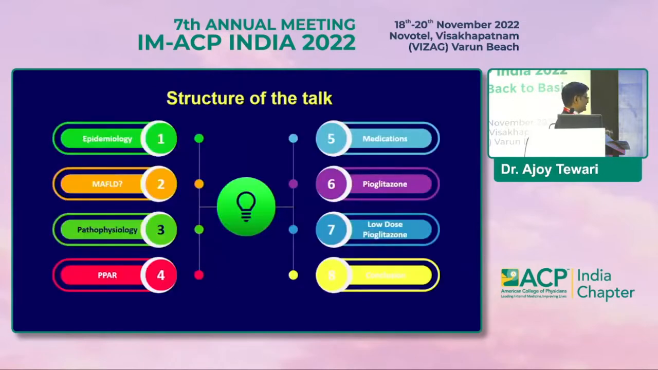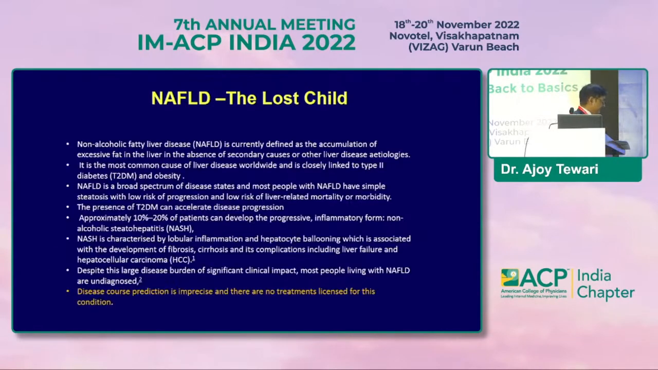And despite this large disease burden, most people living with NAFLD are undiagnosed because they are going to the wrong people. The right people would be a metabolic physician. The disease course prediction is imprecise, and there are no treatments licensed for this condition. So still, lifestyle management is the most important treatment for NAFLD.